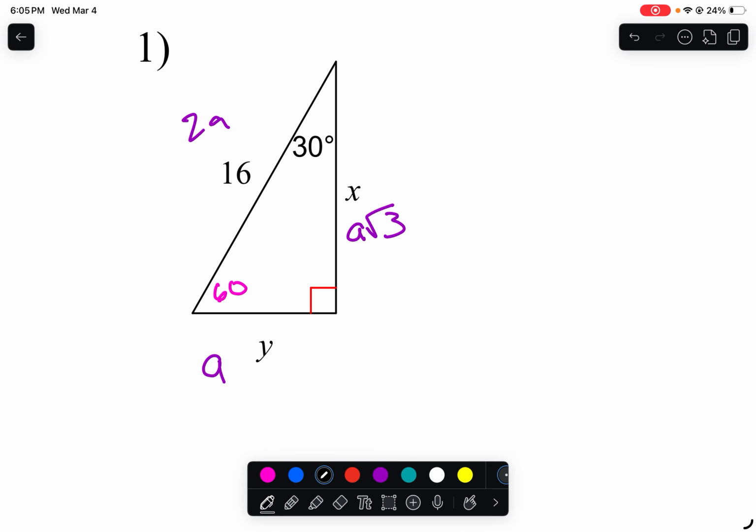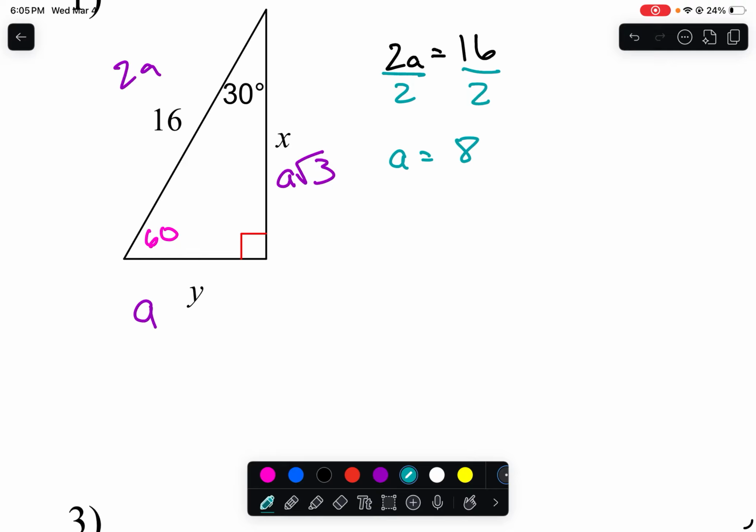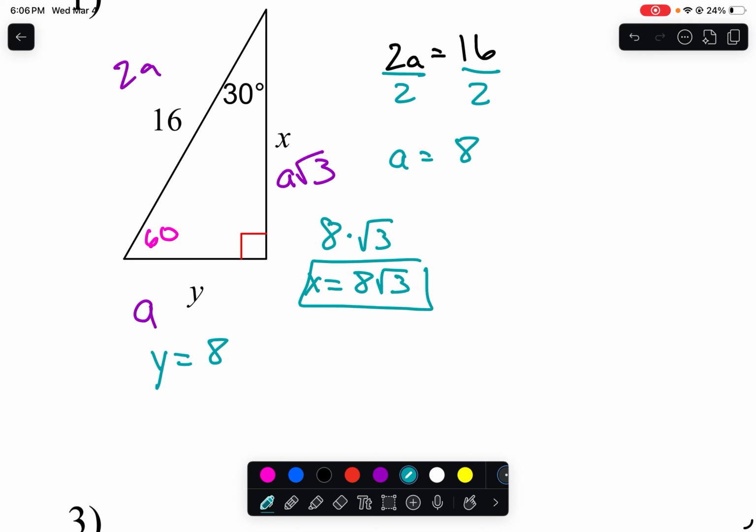So in this case, they did not give me my A. They gave me my 2A side. So I know that 2A is equal to 16. Well, I need to solve for A. So what I'm going to do is divide by 2. And I get that A is equal to 8. All right. So if my A value is equal to 8, that means that in this case, my Y is going to be equal to 8. Then my side across from 60 is equal to A root 3. Well, if my A value is equal to 8, my A root 3 is going to be equal to 8 times root 3, which is just 8 root 3. So there's my X and there's my Y.